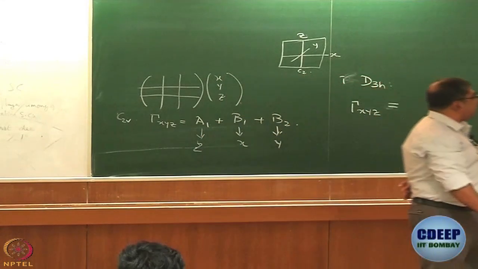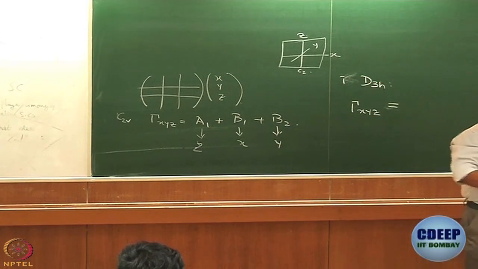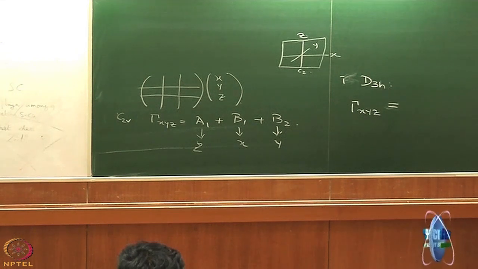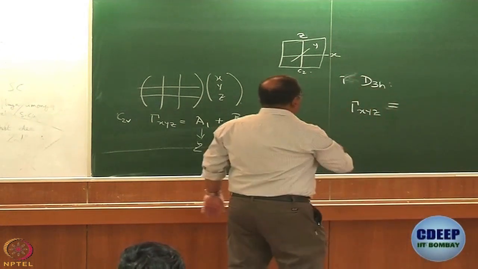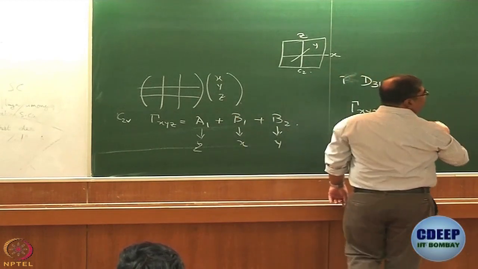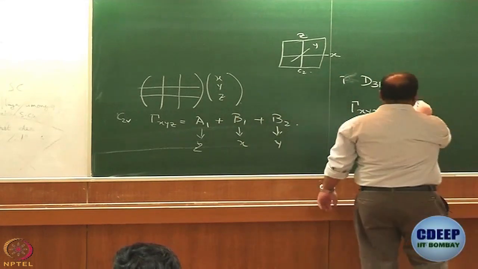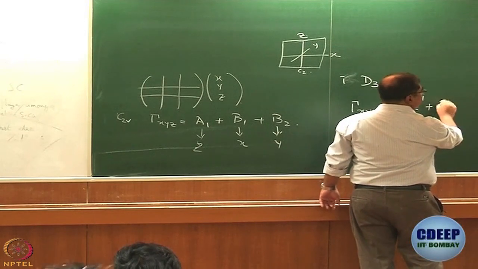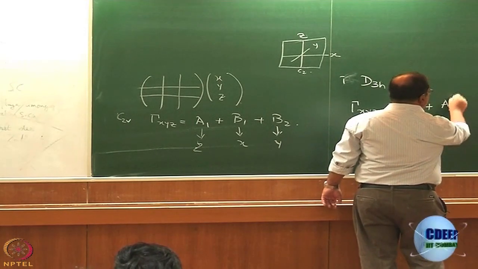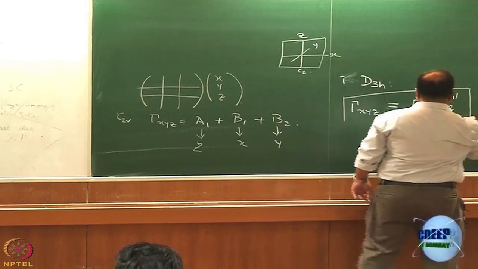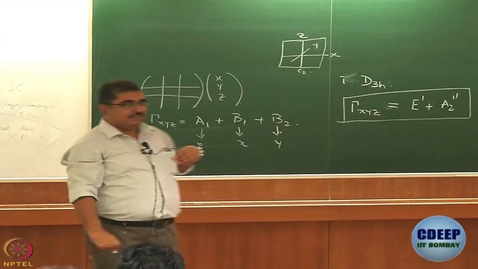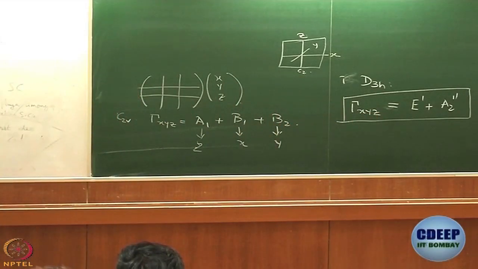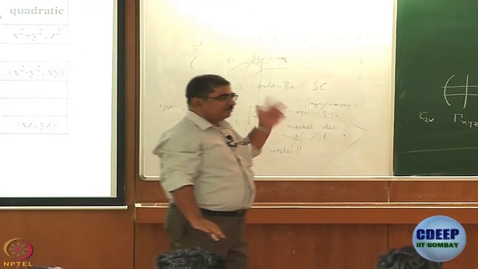X and y jointly form the basis for E dash. E dash is, don't forget, a 2-dimensional representation, and z is in A2 double dash, right? It is not just A2. So, for D3H, gamma x, y, z is E dash plus A2 double dash. Are we clear about this? If there is a question, please ask. Did you understand what I did? Can I go ahead? Okay.